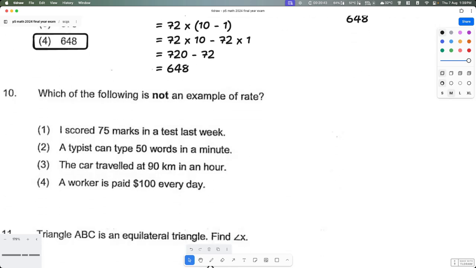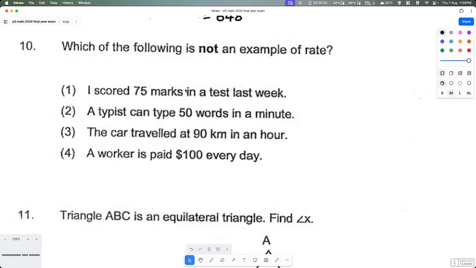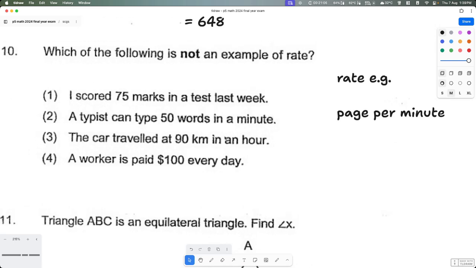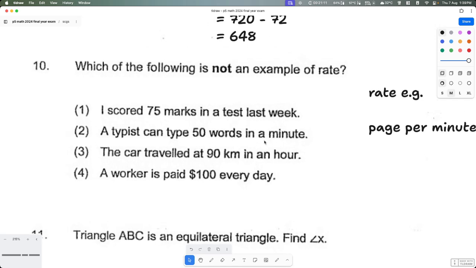All right, let's move on to question number 10. Which of the following is not an example of a rate? Okay, so rate examples are like pages per minute, or something per minute, right? So in this case, a typist can type 50 words in a minute.